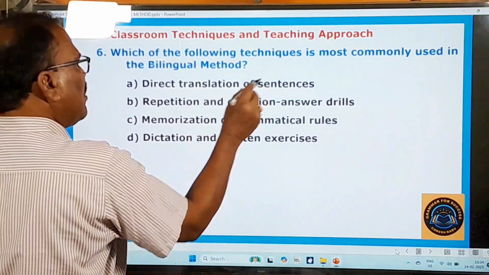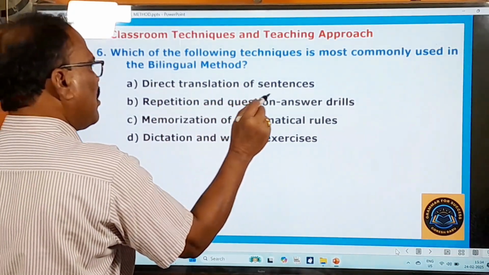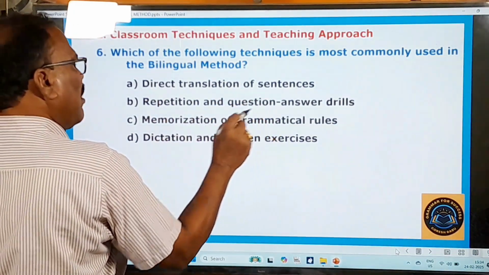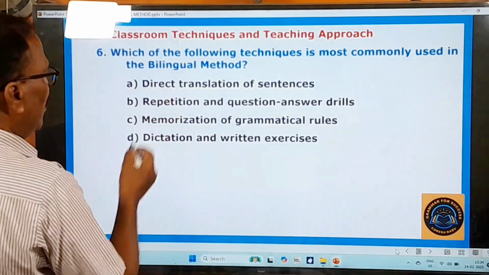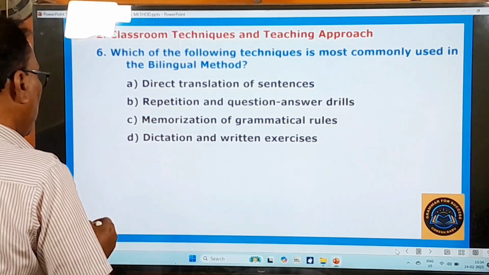Direct translation of sentences, repetition and question answer drills, memorization of grammatical rules, dictation and written exercises. So these are the options. You go to the next question.